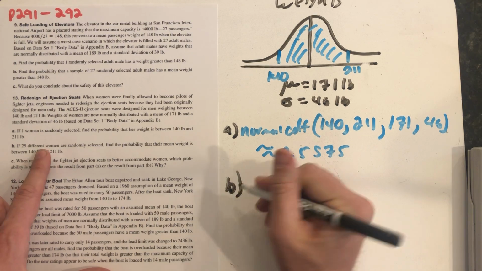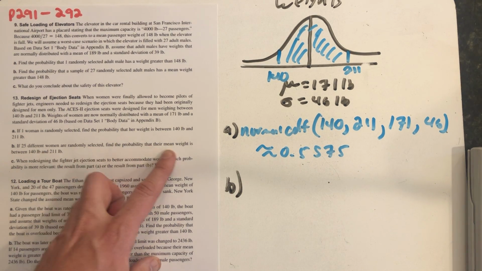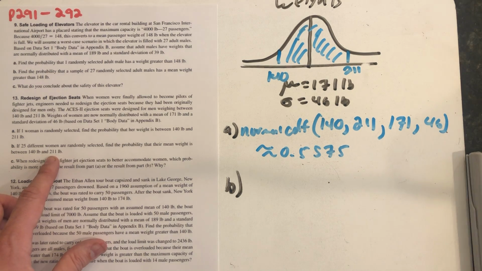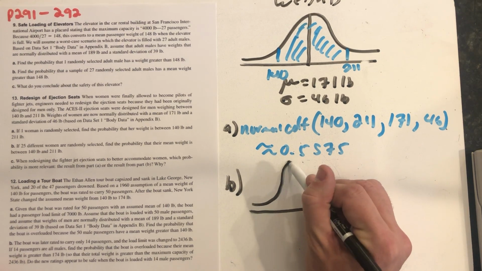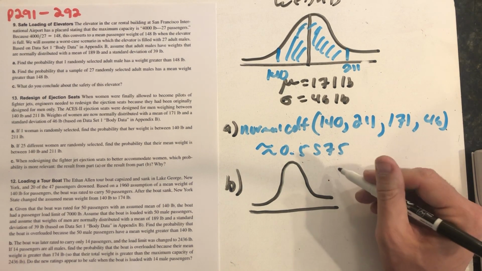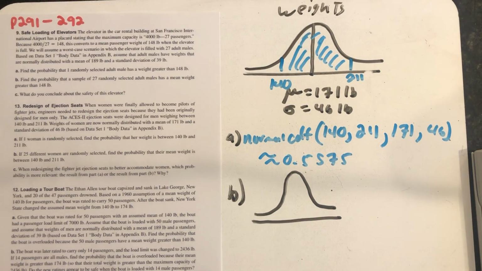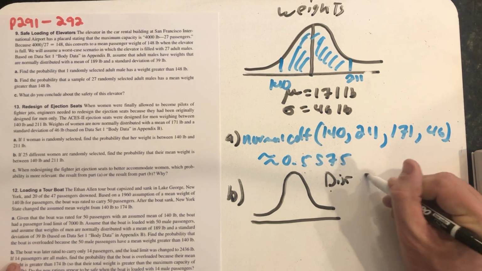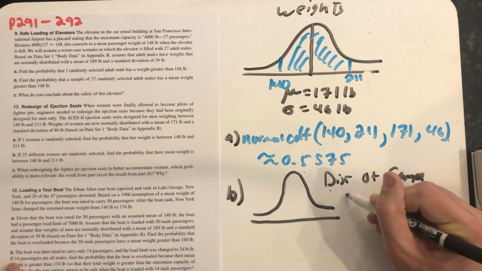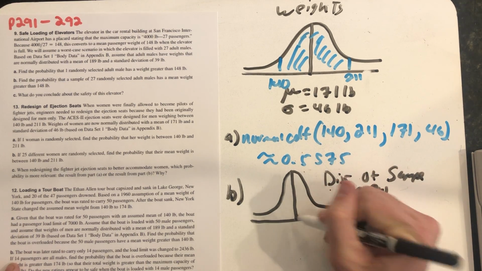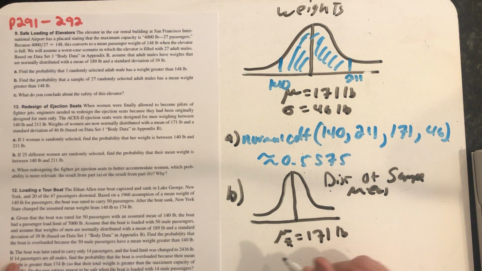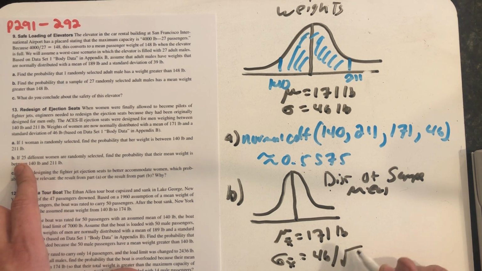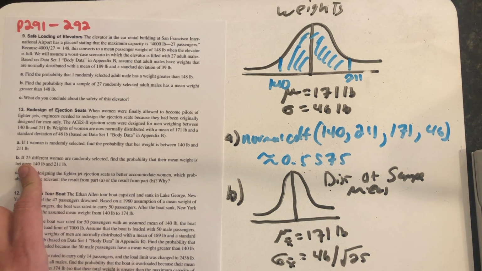if 25 different women are randomly selected, find the probability that their mean weight is between 140 and 211. So now we're in that situation again, where instead of the distribution of weights, we're looking at the distribution of sample means. The central limit theorem applies because my original population was normally distributed. The mean of all the sample means, mu sub x bar, is the original mean. But the standard deviation has shrunk. It's 46 divided by the square root of the sample size, which is here 25. So I'll just be dividing by 5.